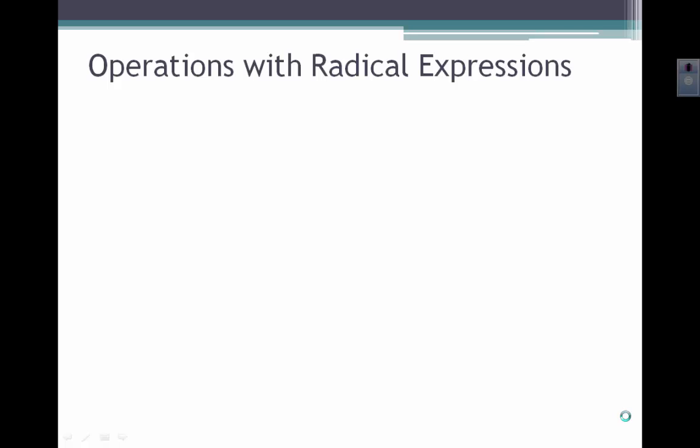Okay, so today in this video we're looking at operations with radical expressions. Before you watch this video, make sure you view my first video on simplifying radical expressions. Okay, so we're going to start with multiplying radicals.